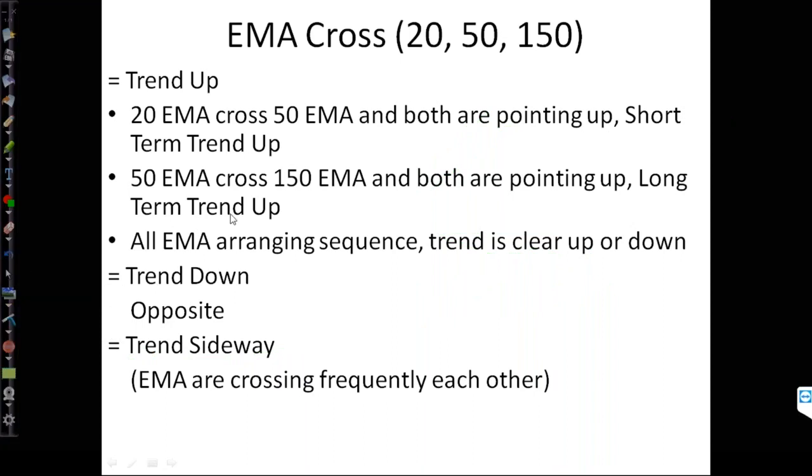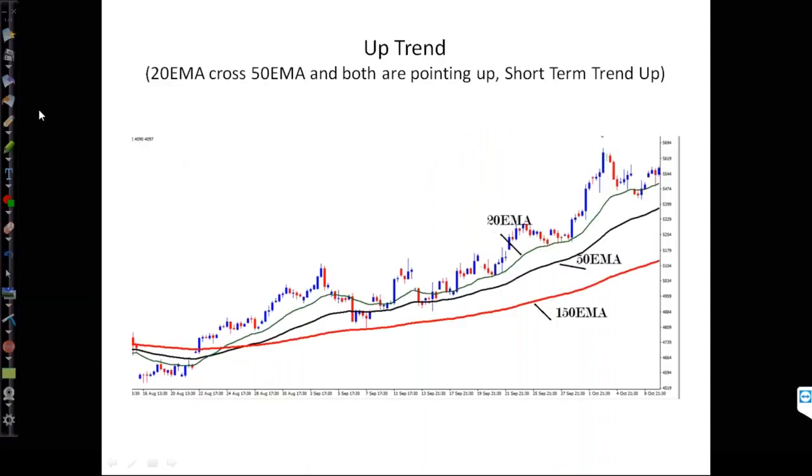Now let's see here. Have you seen this one? This is a 20 moving average, this is a 50 moving average, and this is a 150 moving average. In this area, the 20 moving average crosses the 50 moving average. At that time, the candle was forming here. When they cross each other, we confirm the short-term trend, not the long-term, remember, the short-term trend is up.